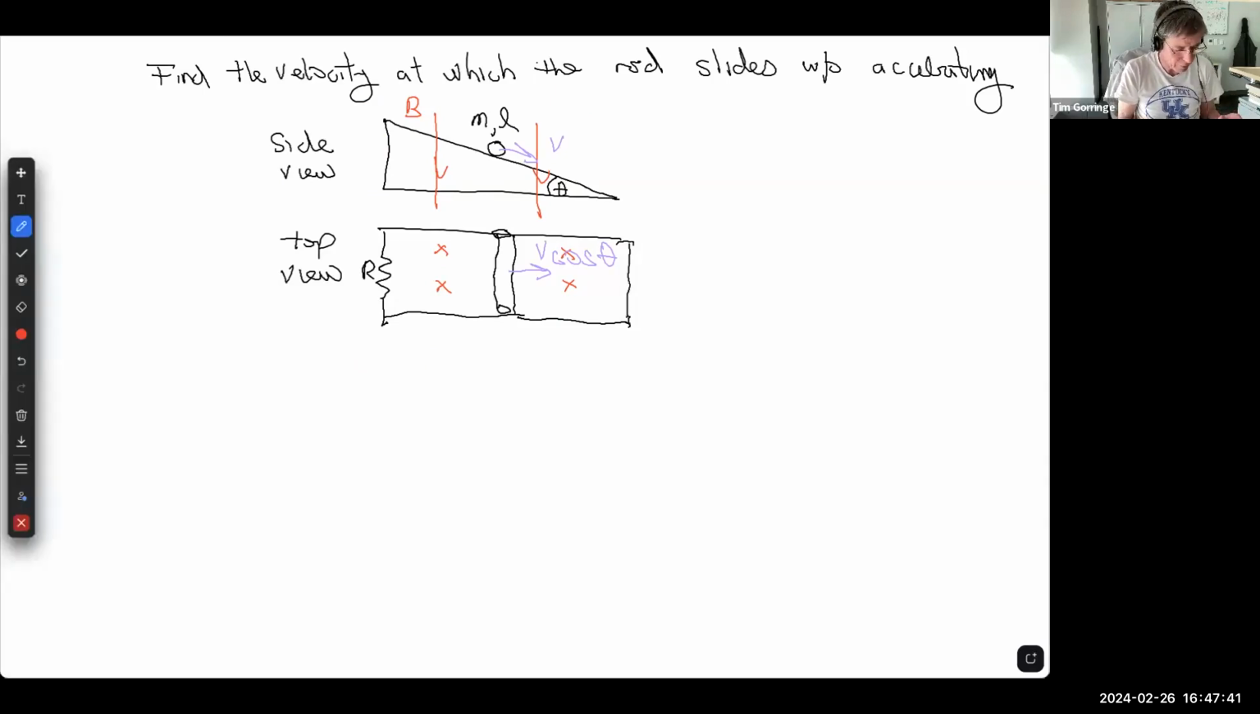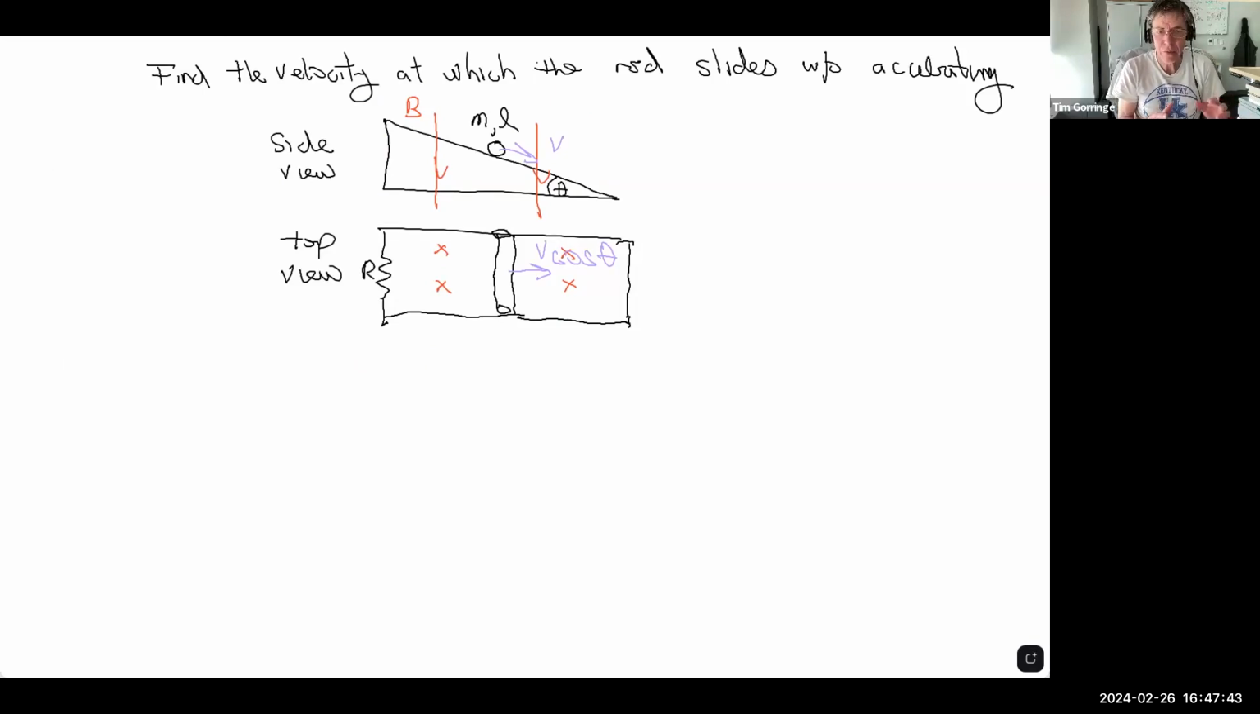Here's an interesting problem I wanted to work through. This is a problem that involves gravity and it also involves magnetism. It's a battle between gravitational and magnetic forces that cause a motion to be at constant uniform velocity.